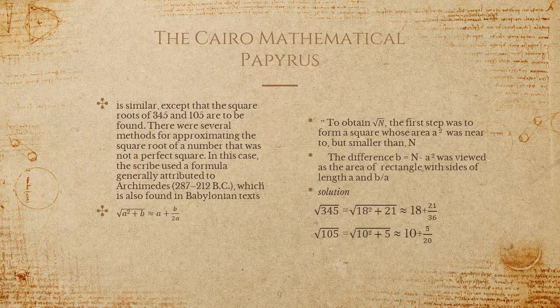N equals a squared plus b. To obtain the square root of n, the first step was to form a square whose area a squared was near to but smaller than n. The difference b equals n minus a squared was viewed as the area of a rectangle with sides of length a and b over a.